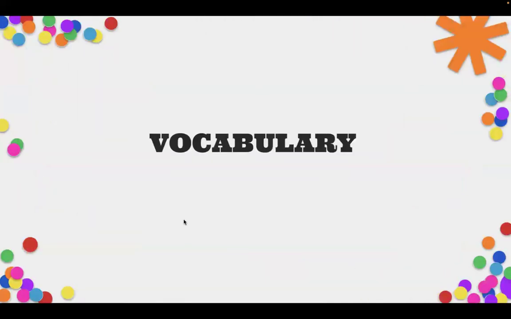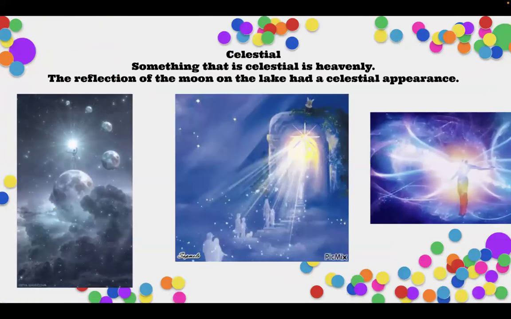So we first went over our vocabulary, which is going to be prominent in our reading. We have celestial. So something that is celestial is heavenly. The reflection of the moon on the lake had a celestial appearance. And here are some examples.